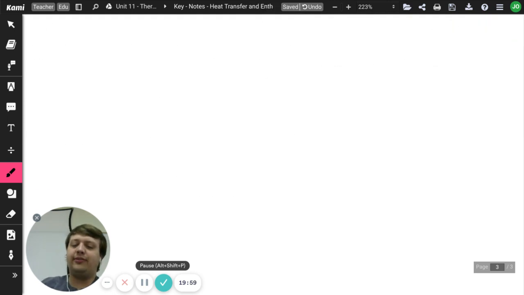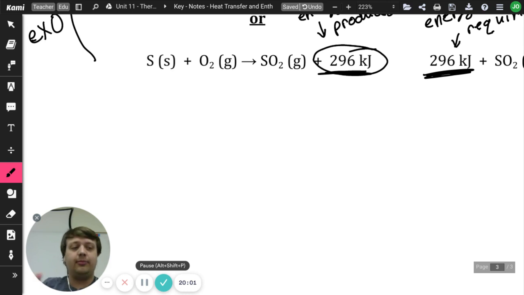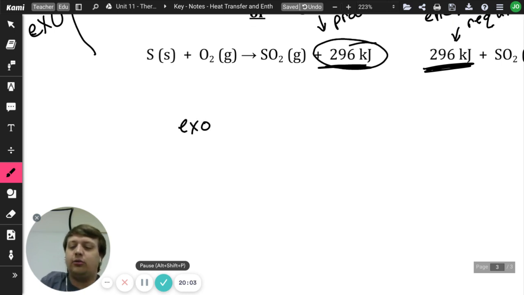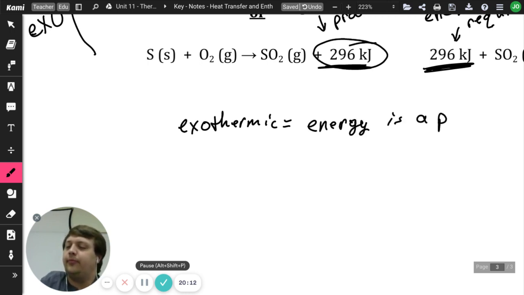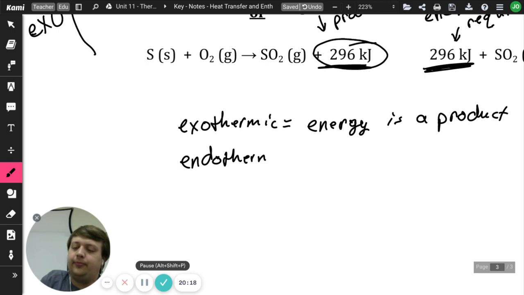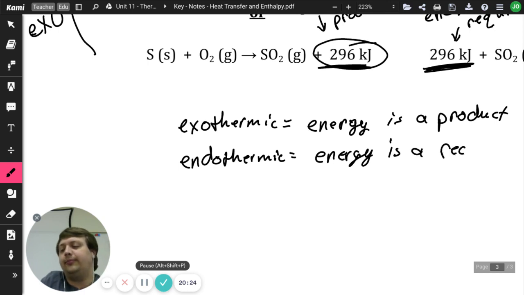Okay. And so basically, what all that comes down to is that if we've got an exothermic reaction, we say that energy is a product. And if it's endothermic, energy is a reactant.